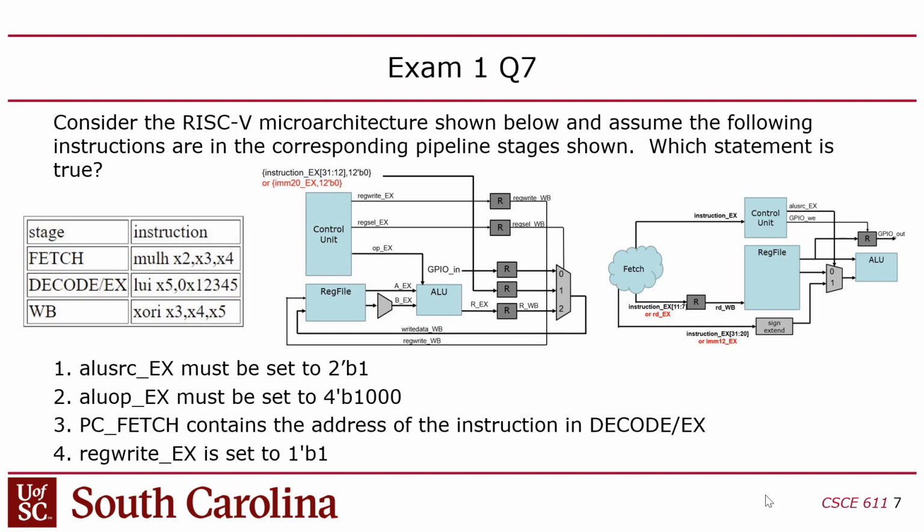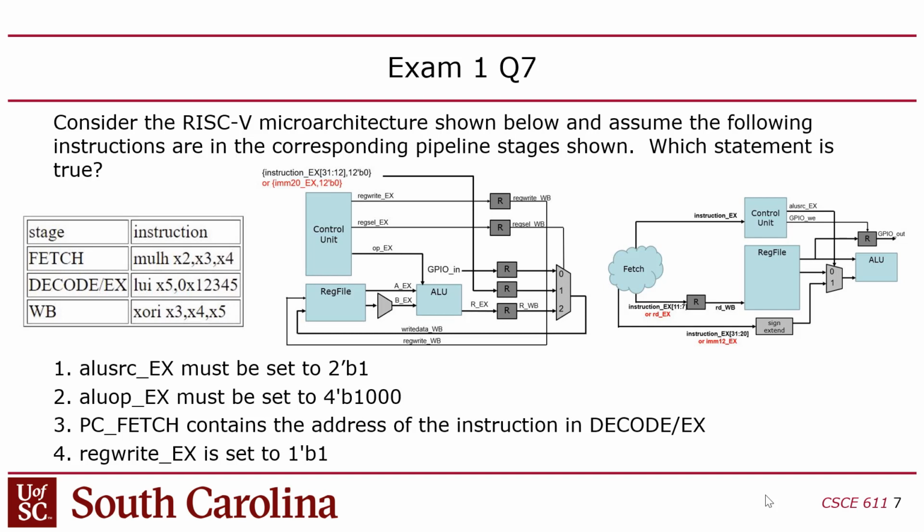Consider the RISC-V microarchitecture shown below and assume the following instructions in the corresponding pipeline stage. Which statement is true? ALU source EX must be set to 1. Now remember, ALU source EX would only be 1 if the instruction being executed, which is this guy, is an I type, right? Make sense? But it's not an I type, right? LUI is a U type.